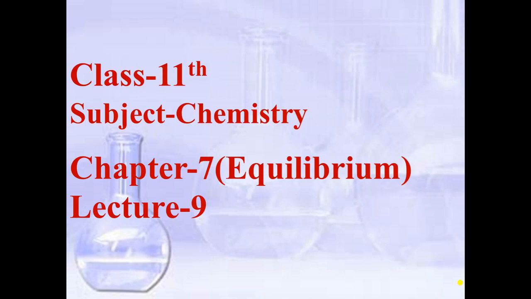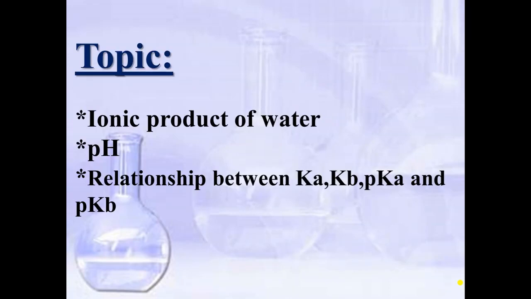Good morning, students. This is class 11, subject chemistry, chapter 7, equilibrium, and this is lecture number 9. So these are the topics of today's lecture. Today we will discuss the ionic product of water, the pH scale, and the relationship between Ka, Kb, pKa and pKb.